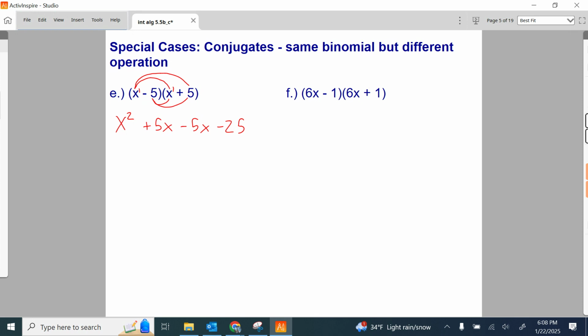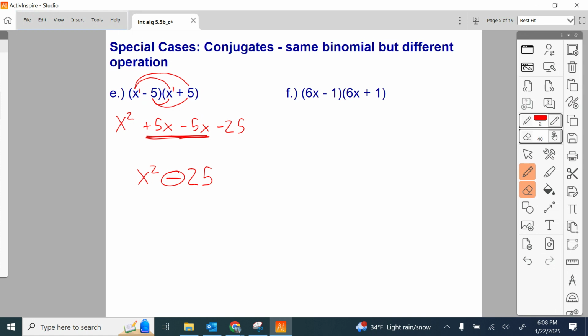And then notice what's uniquely going to happen because of these conjugates. If you've looked at it, and you probably guessed it, the middle part cancels out. So what we're going to be left with is an x to the power of 2, a minus, and a 25. Okay, so it gets it down to just two parts. It creates a binomial for an answer, and you're always going to have this minus sign between them.